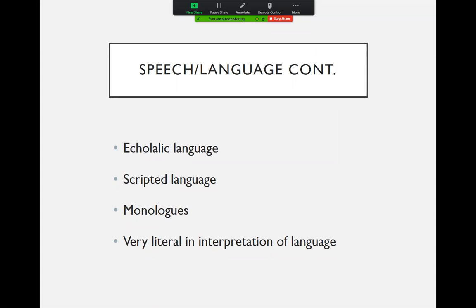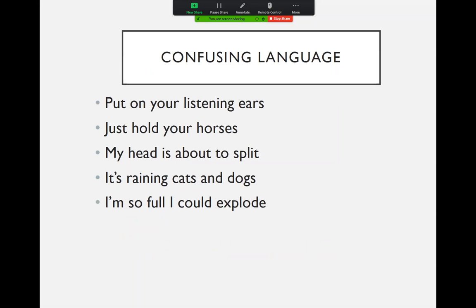And they have very literal interpretation of language. Some of the things that we're still working on are some of these idioms that we know what they're saying, but when you actually read the words and think about the literal meaning of the language that's being said, we understand why there's a problem there. But put on your listening ears and they'll look at you like going, I only have these ears and I don't have special ears for listening. Or hold your horses, and they're going, but I don't have any horses. And that would be the answer we would get. My head's about to split. It's raining cats and dogs.